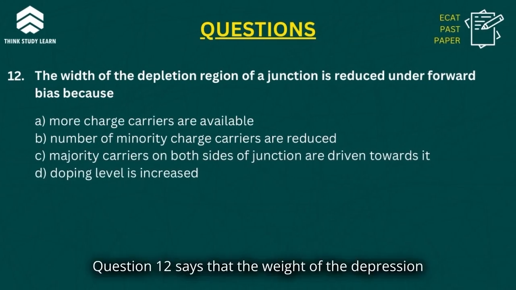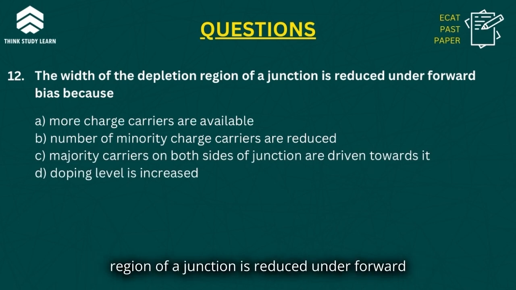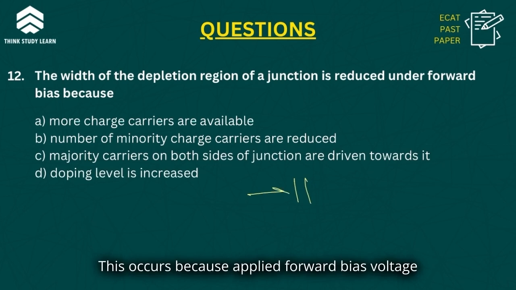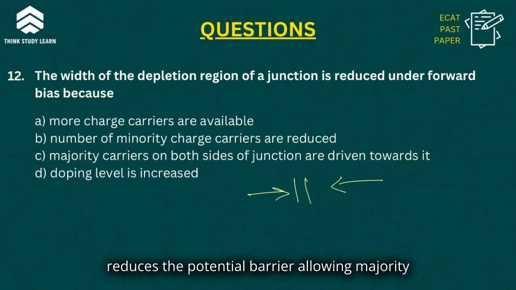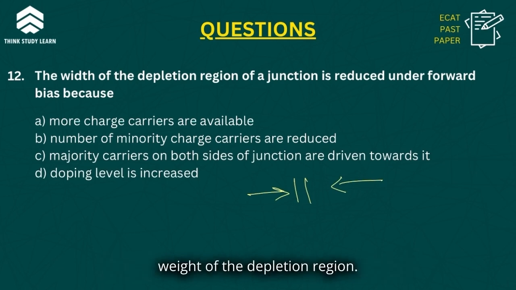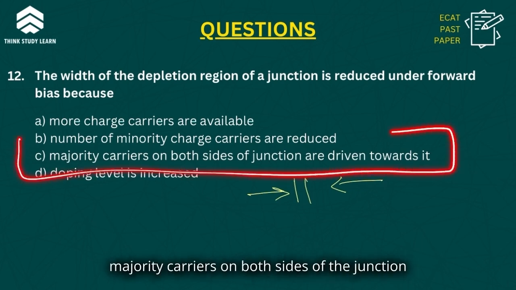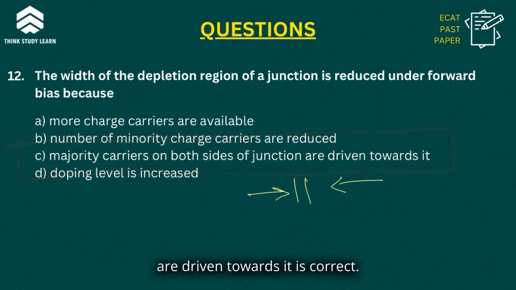Question 12 says that the width of the depletion region of a junction is reduced under forward bias because, we know that in a forward bias the depletion region gets narrow. This occurs because the applied forward bias voltage reduces the potential barrier, allowing majority carriers to move toward the junction, which reduces the width of the depletion region. Therefore, we can say that option C, which is majority carriers on both sides of the junction are driven towards it, is correct.